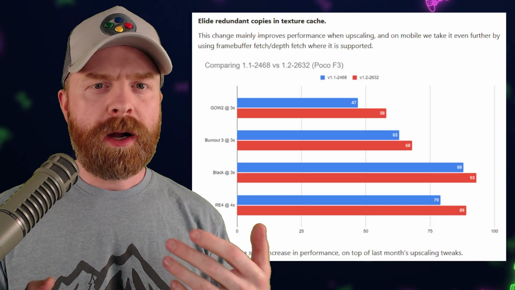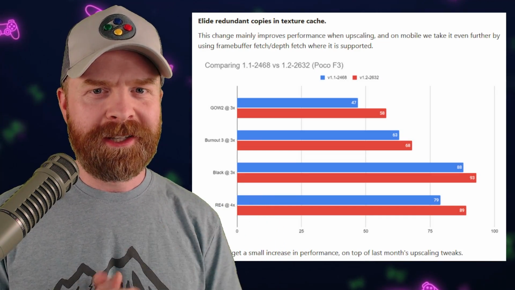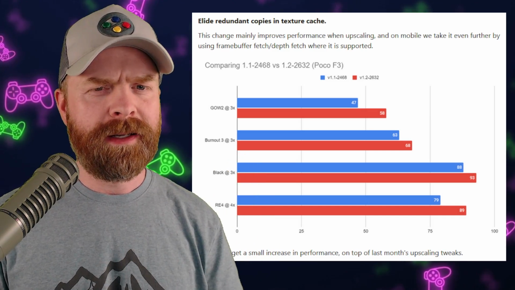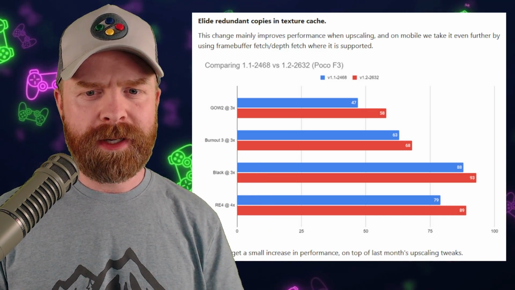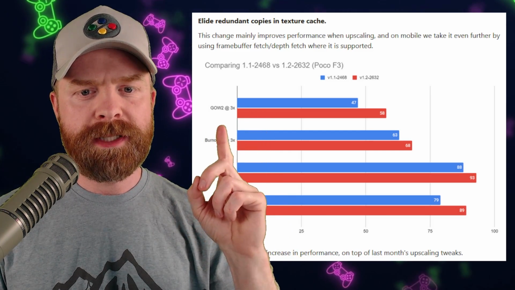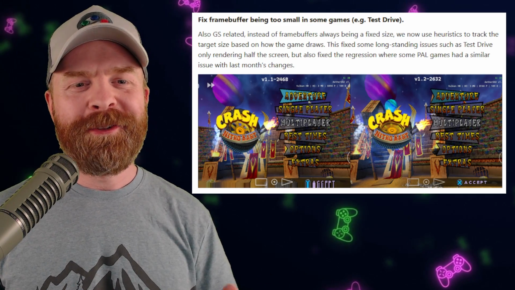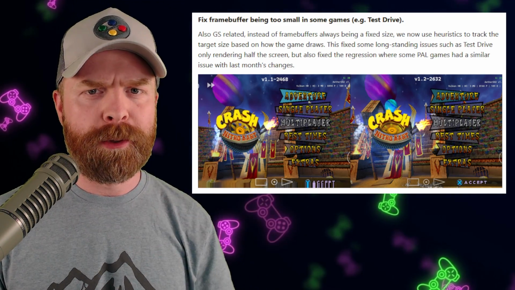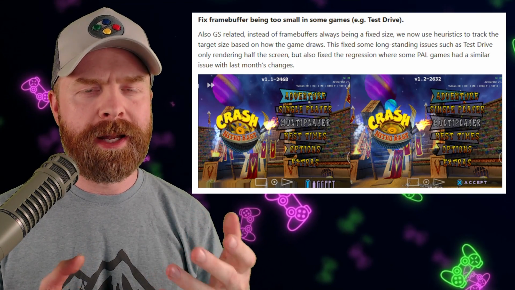So for those of you who aren't making the graphics worse and decreasing the resolution scale, if you're increasing it here, there's also a performance update that may squeak out a few extra frames per second when you're upscaling. For example, here's the before and after using 3 times native resolution. On top of that, there's been some frame buffer improvements which will help out certain games like Test Drive, where it was rendering half the screen before and now should be fixed.